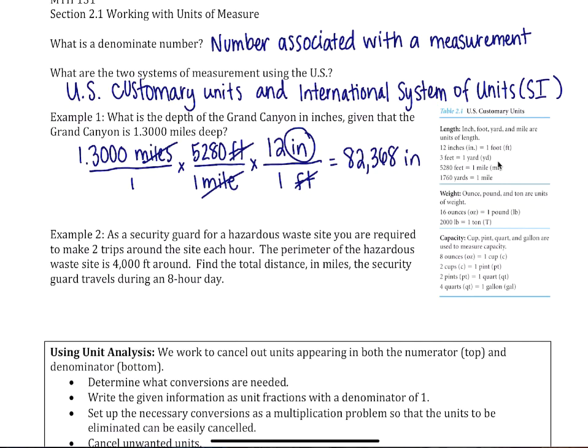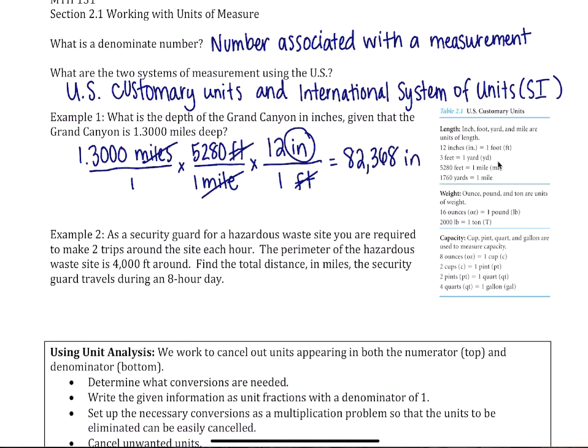Example 2 requires a little more work. So here we have a security guard for a hazardous waste site who is required to make 2 trips around the site each hour. The perimeter of that site is 4,000 feet around. We want to find the total distance in miles that the security guard travels during an 8-hour day.